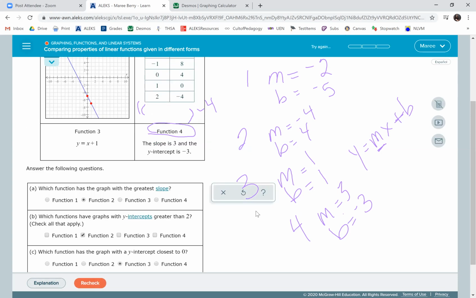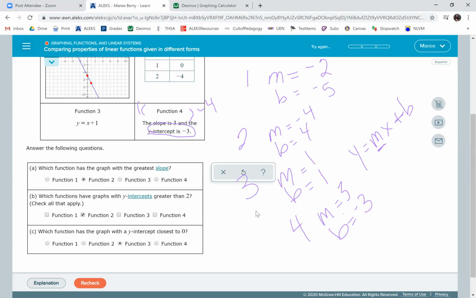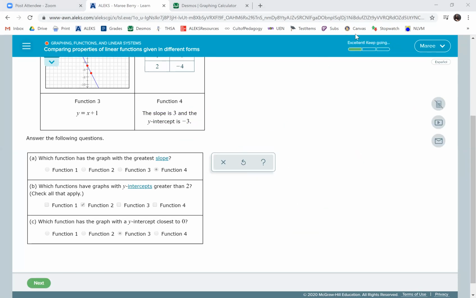And it says I got one wrong. So let's just see here. What does it say? Your answer is incorrect. Which function has the graph with the greatest slope? Oh, it didn't say steepest. I did steepest. Okay, so greatest is different. That's going to be a positive. It has to be positive. Dang, I did the one that was the least. So it's going to be function 4. There we go. Okay. So let's clear our drawings and we'll get to our next one.